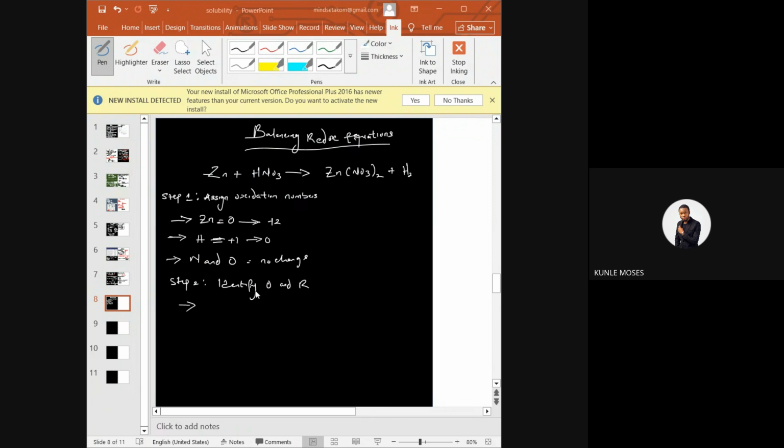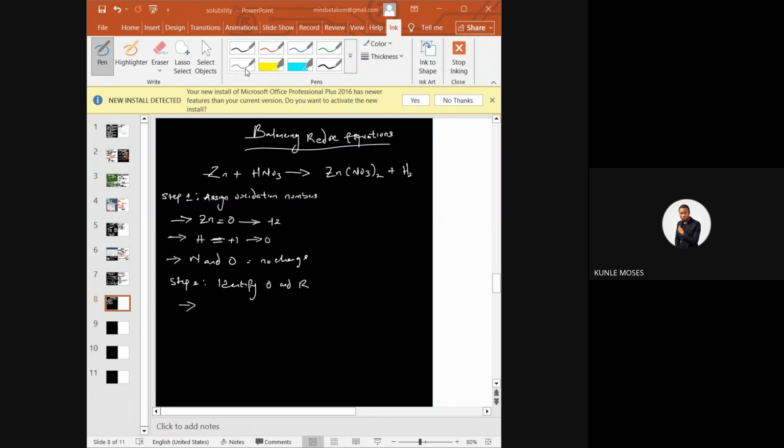So look at zinc. Zinc from 0 to +2. That means it has lost electron. That's oxidation. Zinc here is 0. Later it became +2. It simply means it has lost 2 electrons. Please, do we get it? That's why I firstly taught you oxidation and reduction before we move to balancing redox reaction.